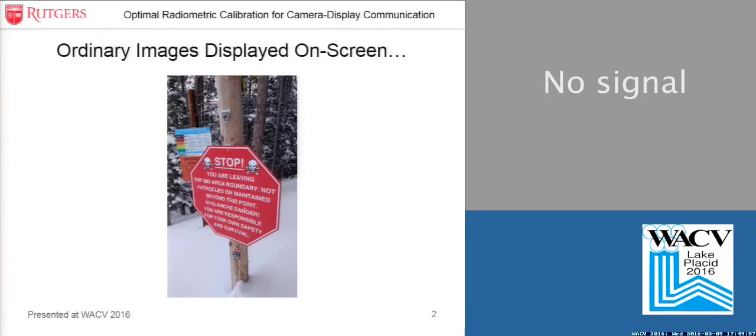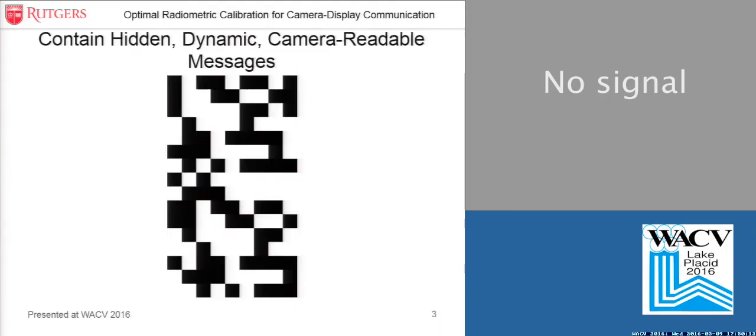So, the goal of this project is to have an ordinary image like this that we can all see, we can read the text, doesn't look weird to us. But if I take out my phone with camera on it, I can point it there, and I can recover an underlying message. Now, how does this happen?